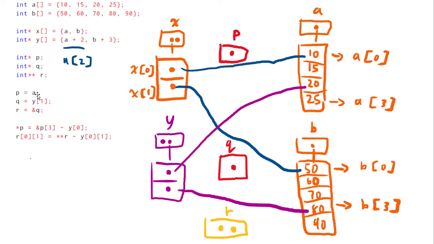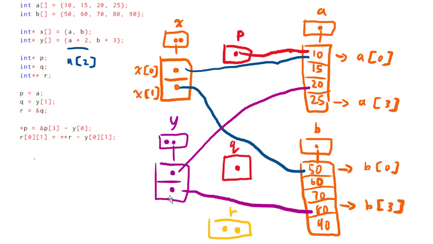So let's see what is assigned to P. Our P is equal to A. So what is A? Our A is this address, so our P will be the same as this address. Now let's look at Q. Q is equal to Y1. What is Y1? This is Y0, this is Y1. Let's label it. If you are accessing Y1, Q is equal to Y1, so our Q is going to point at this address.